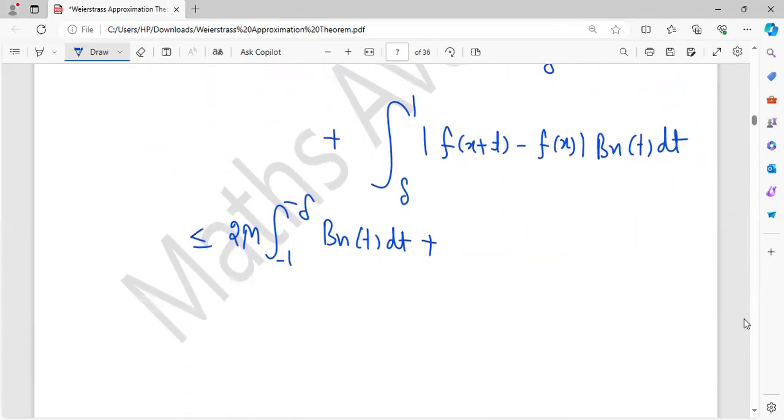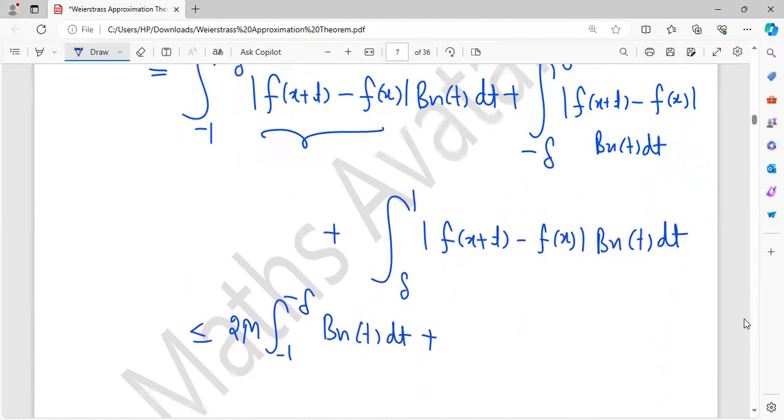Okay. Now what about this third integral? Third integral is also bounded. This part is bounded by 2m. It will come out, 2m, by replacing 2m in place of this, absolute value of f x plus t minus f x, b n t dt. What about second integral? If you take x plus t difference with x, it will cancel out t, and t varies from minus delta to delta. Now we can use uniform continuity of f on 0, 1. So this will be less than epsilon by 2. Epsilon by 2 will come out.